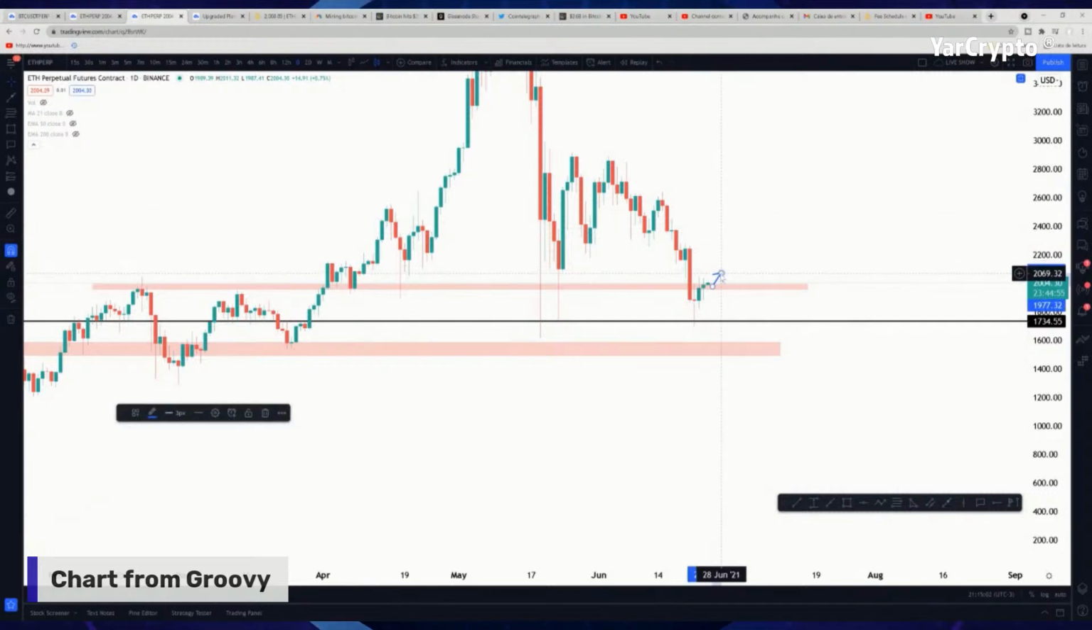But the current move, I think, would be to retake the 2K level in the next few hours. So yeah, that's basically Ethereum and BTC for you guys.